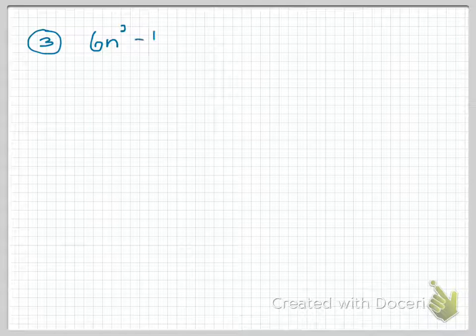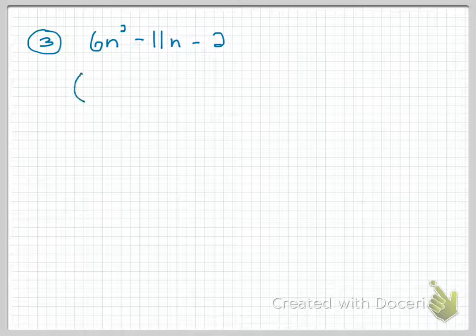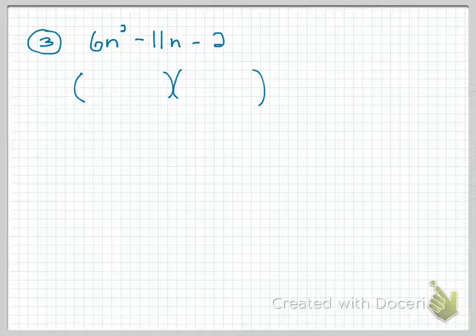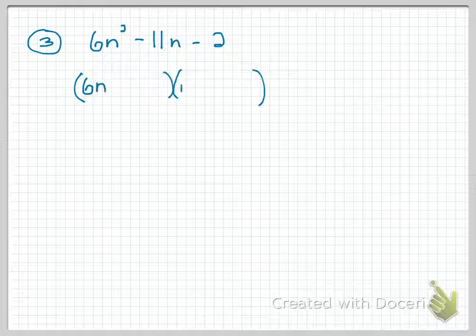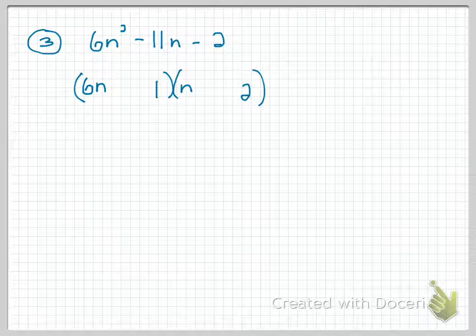Problem number 3. 3 we did a nice job on, thank goodness. A lot of you changed your n's to x's, which is fine. And so we're just going to unfoil this. There's no GCF because that's 11. And you just try all the possibilities. In this case, if I use a 6n and an n, and a 1 and a 2, then I'm just going to highlight what I'm looking for.